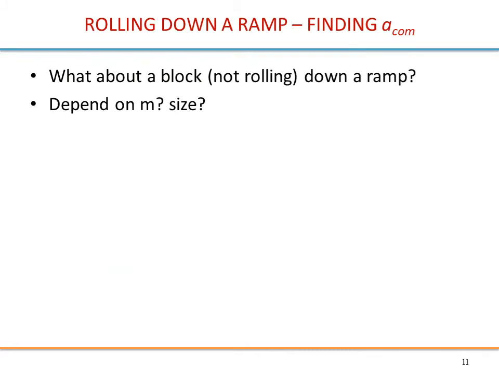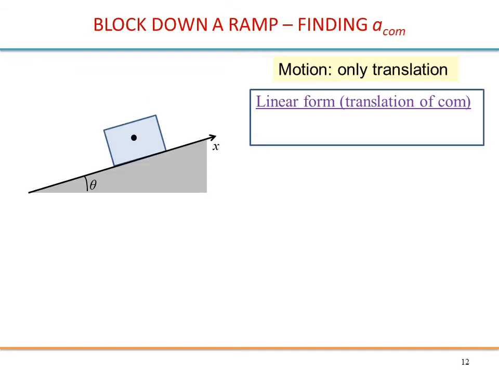Okay, now second problem. Let's find the acceleration of an object rolling down a ramp or an incline. So first of all, let's recall the problem of a block not rolling down a ramp. Does it depend on the mass, on the size? So let's first establish that acceleration for a block.